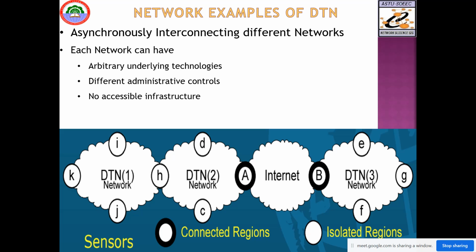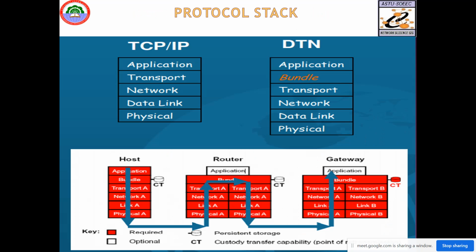Now, when various categories of networks are interconnected to form DTN, here we can see DTN1, DTN2 and DTN3 which are interconnected with the internet. But here, the dark circles A and B are connected to the internet, and G, H, K are not connected. So we can call these isolated regions. To make them connected, or to make them active nodes, we can have the DTN network.